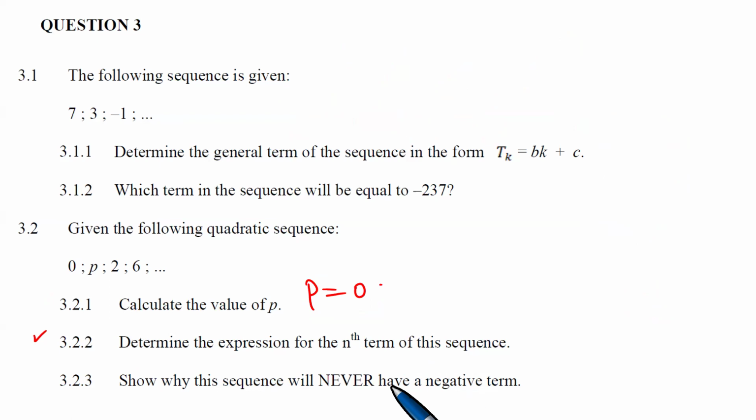Tn is equal to an squared minus pn plus c. Well done, thank you so much. Plus tn. Yes, that's fine. I get you. But I'm trying to make sure that we are sure of this.